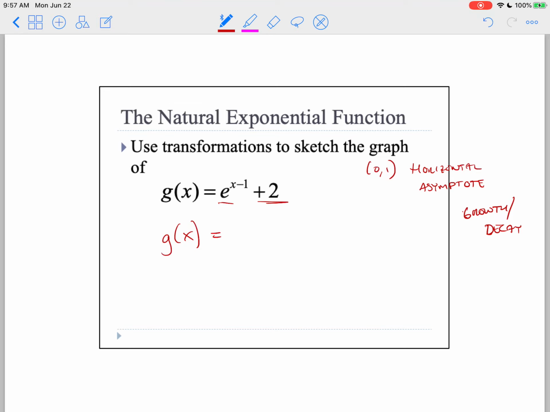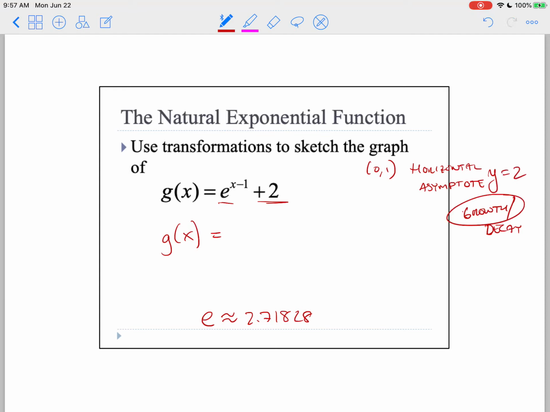Okay? Now, the number e, hopefully you remember from the last video, the number e is about 2.7182818. But it's 2.7, which is clearly bigger than 1. And so this is growth.